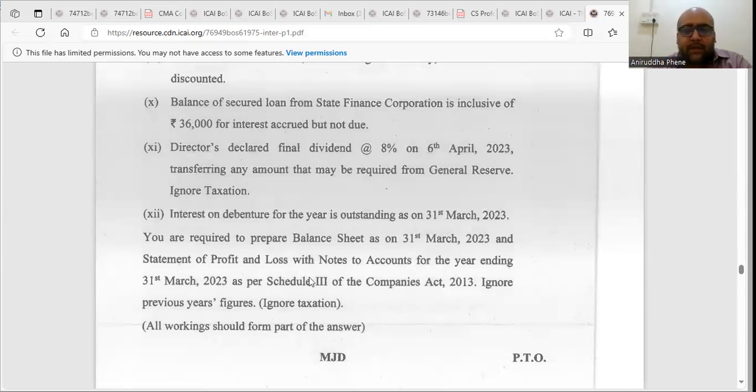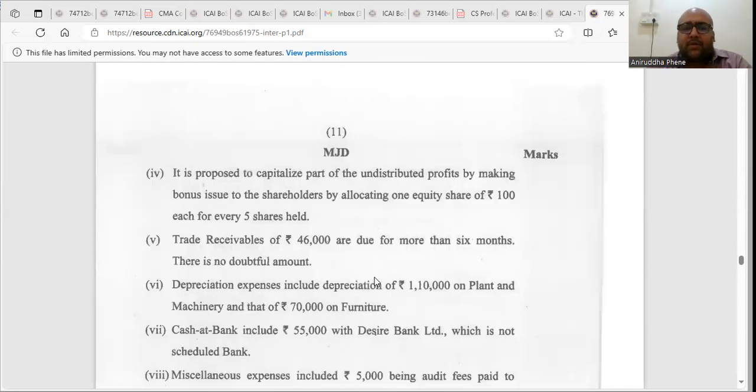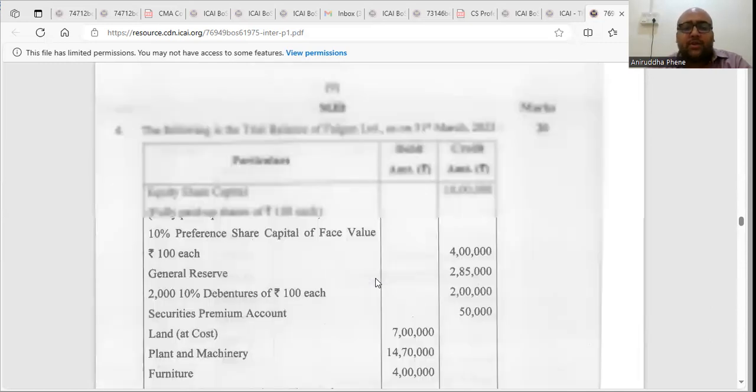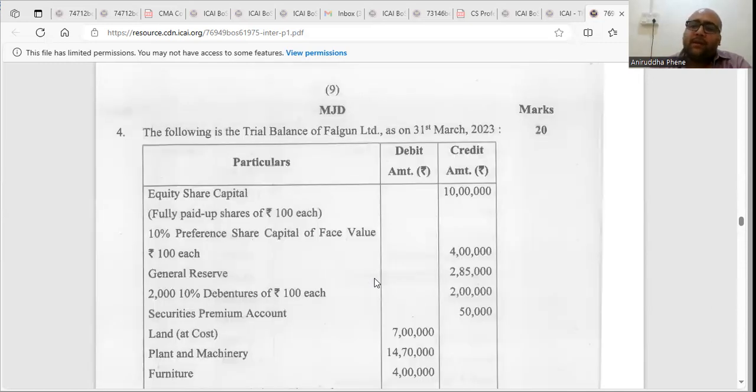Have they asked for a balance sheet? Yeah, balance sheet and P&L account. So it's a final account sum. As a CA student, this is something you should be able to manage. But normally, I always advise students that such big sums, especially a 20 marks sum that is lengthy, do it always at the end.